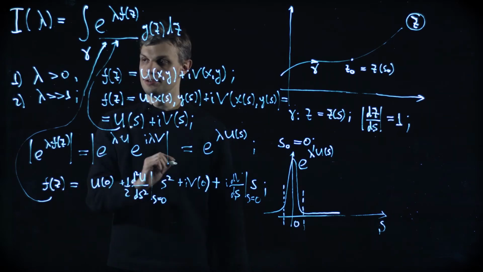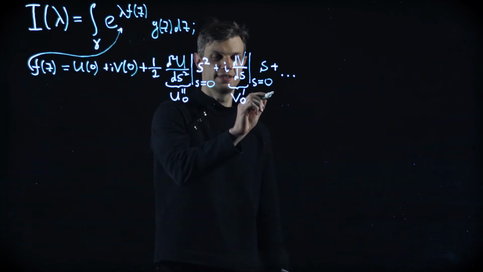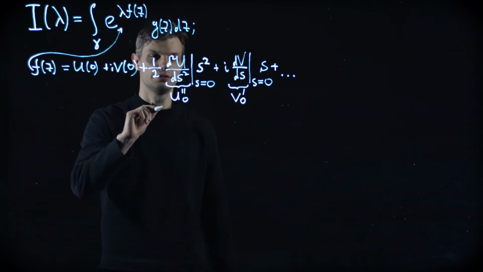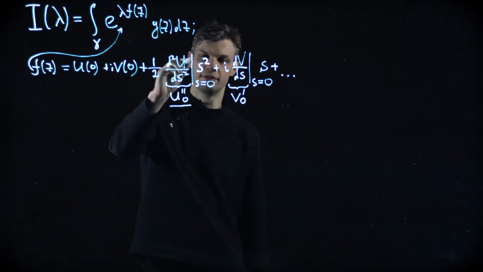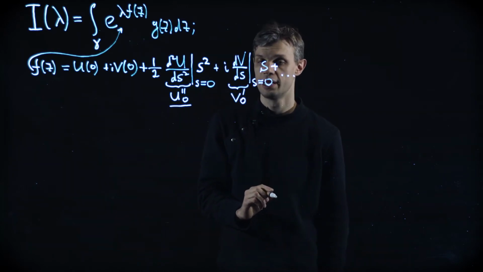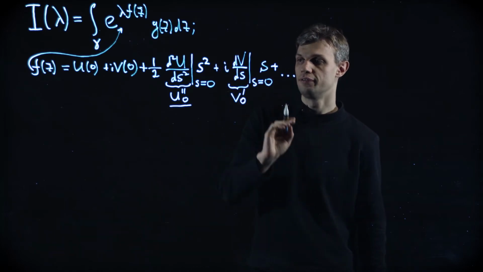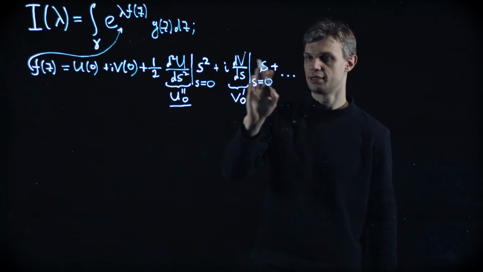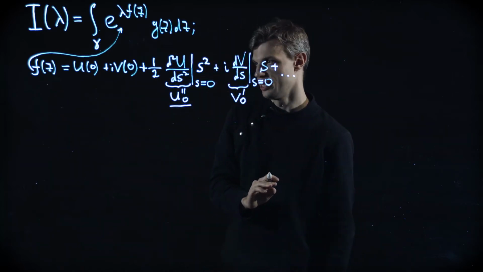All right, so let's do it. Here's the same expression. I rewrote it for you, and I introduced some shorthand notations for the second derivative of the u function and the first derivative of the v function. And we truncated this Taylor expansion at the first non-vanishing terms, right? So it's the s squared quadratic term in u and the linear term in s in v.